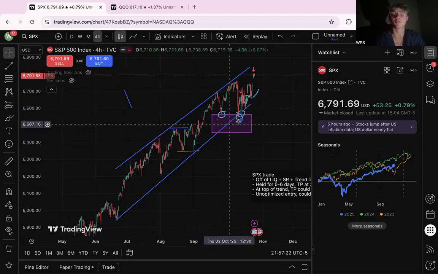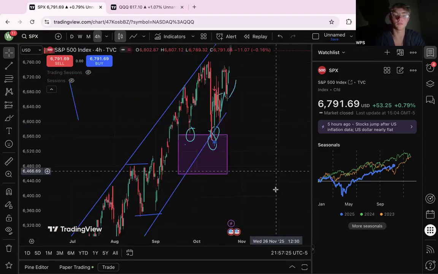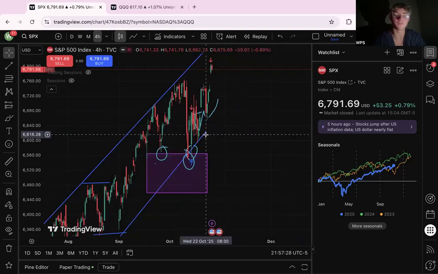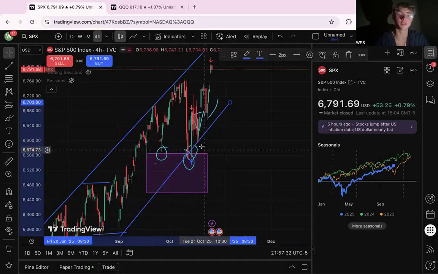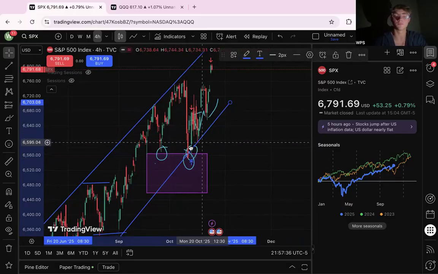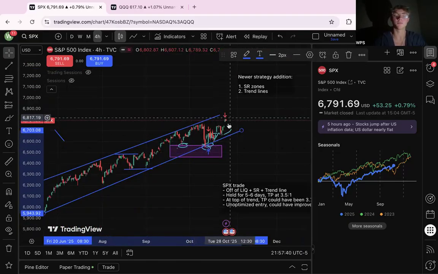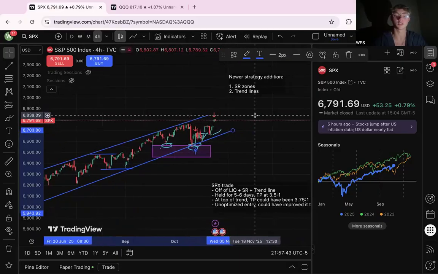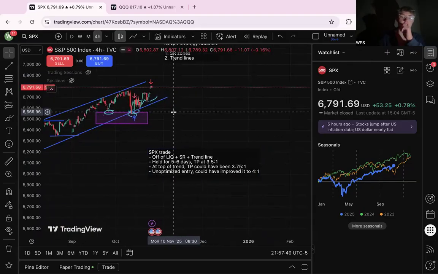And once price hits a low, which right here it intersected fairly cleanly. It was not super clean, but it was pretty clean. It intersected with an order block and a resistance zone or support zone. So then I took a trade and was able to take profit. So that's what I'm going to go into. This is the first trade I took, the S&P 500 trade.